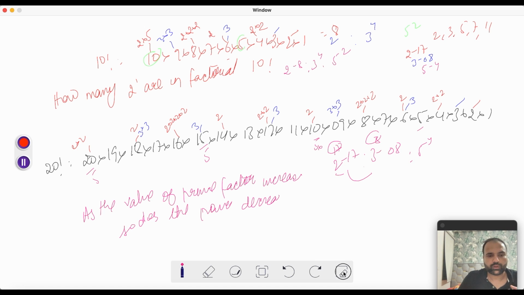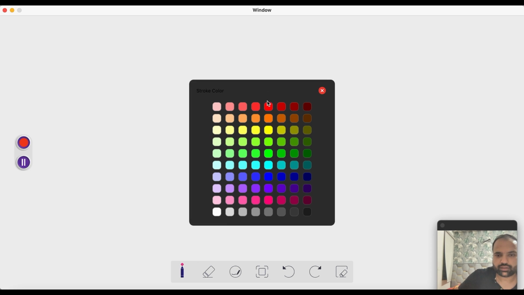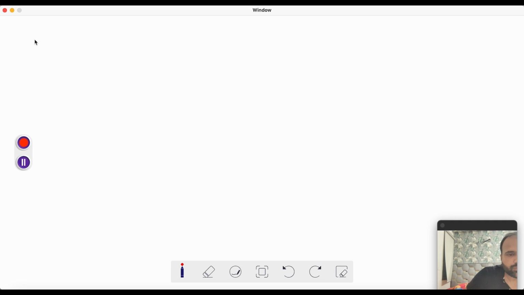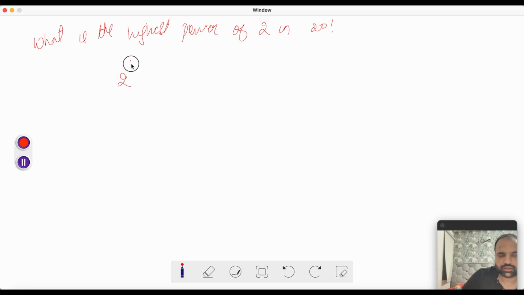Let's say for 20 factorial, let me write this, if I ask you what is the highest power of 2 in 20 factorial. So that was one way. The second is simply you start dividing by 2: 10, 5, 2, 1, and calculate 10 plus 5 plus 2 plus 1, so it will be 18 times. So if I had written 17 in the last clip, it was wrong, it would be 18.